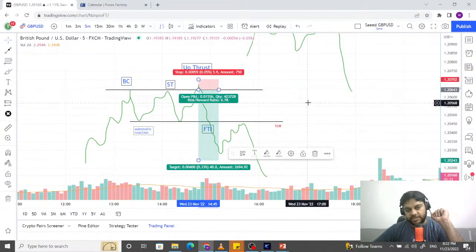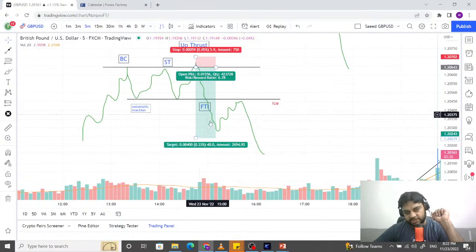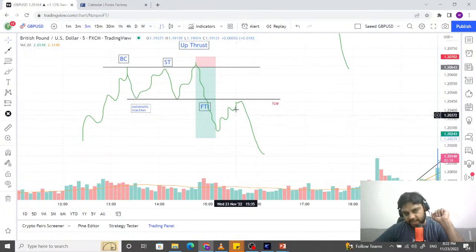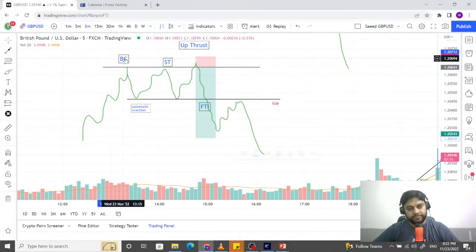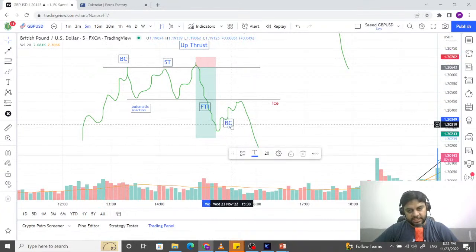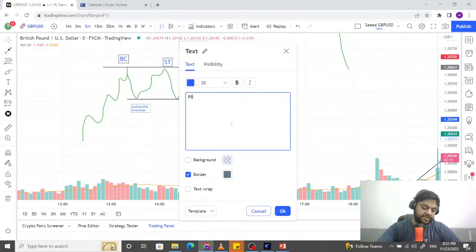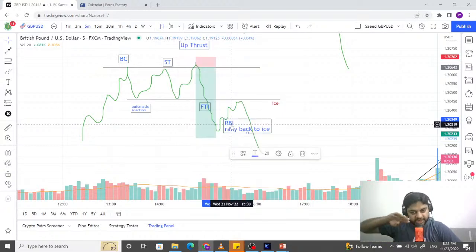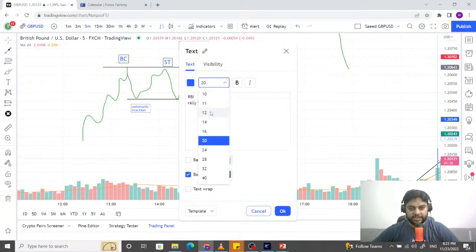But in the meantime, you see that the market has fallen through the ice and it's coming back up. And what do we call this? We will call this RBI. So RBI stands for, is it Reserve Bank of India? No, it's rally back to ice. Rally back to ice. The market is going up. This is rally back to ice.